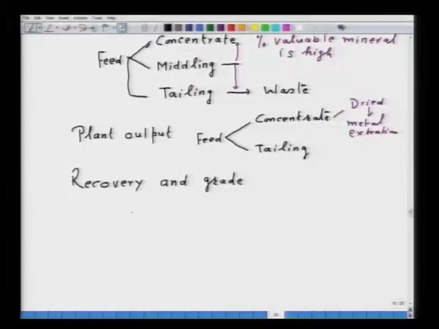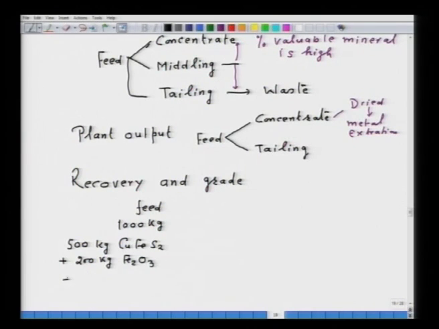So, that means, let me illustrate by an example. If I take a feed that has, say, 1000 kg, and in 1000 kg I have 500 kg chalcopyrite, 200 kg Fe2O3, plus 200 kg, let us take SiO2, and 100 kg, let us take Al2O3.